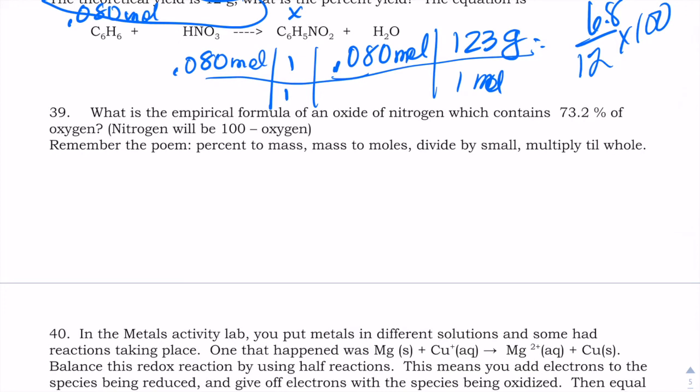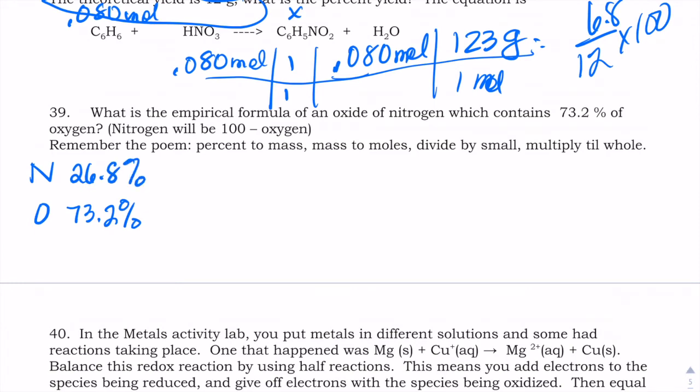Empirical formulas. This is the one we use the poem. Percent to mass, mass to mole, divide by small, multiply till whole. We've got something with nitrogen and oxygen. It tells us 73% is oxygen. That means nitrogen will make up the remaining to 100%. So that would be 26.8%, if I did my math right.